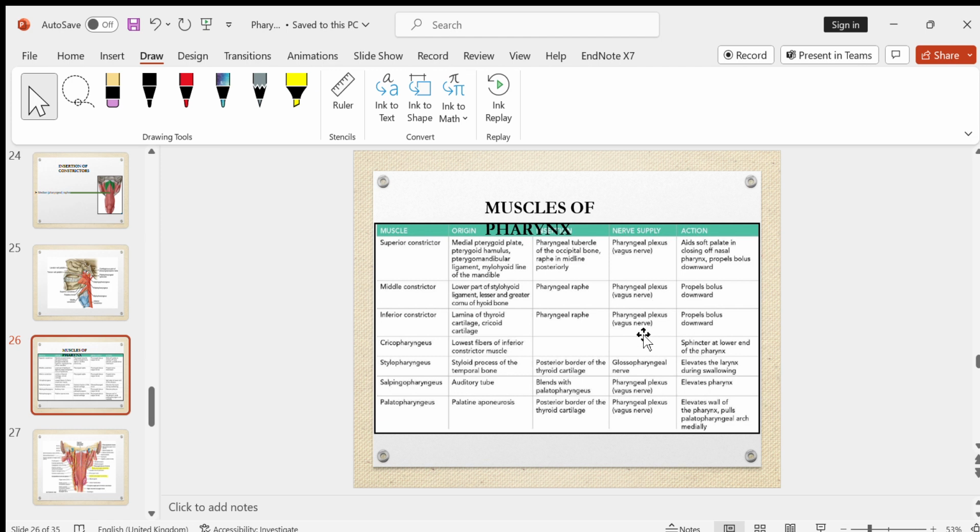This table very well explains the detailed anatomical structures that are the muscles of the pharynx. The three constrictors I have told you the origins and insertions. All three constrictors are supplied by the pharyngeal plexus. The cricopharyngeus is also a part of the inferior constrictor muscle. The stylopharyngeus is an exception. It is supplied by the glossopharyngeal nerve. The salpingopharyngeus and palatopharyngeus are also supplied by the pharyngeal plexus. So all the muscles of pharynx are supplied by the pharyngeal plexus except for the stylopharyngeus, which is supplied by the glossopharyngeal nerve.